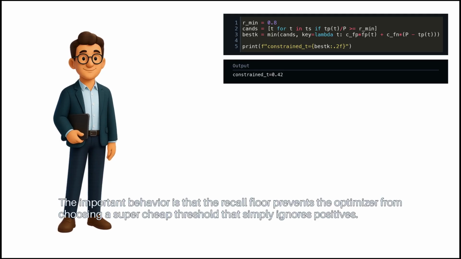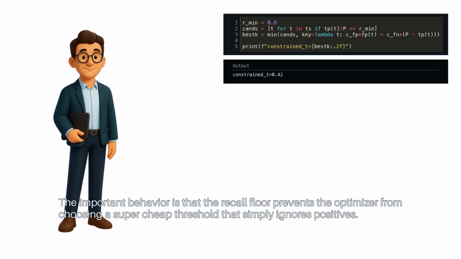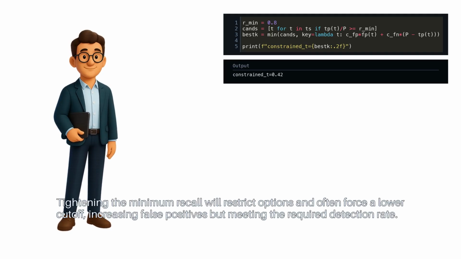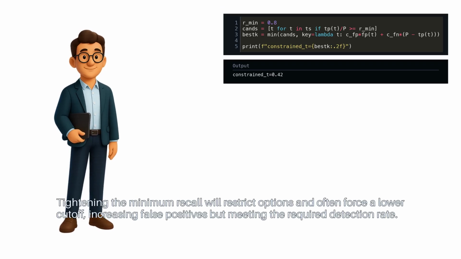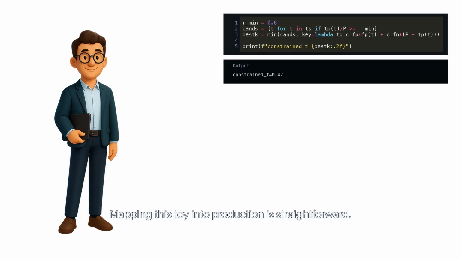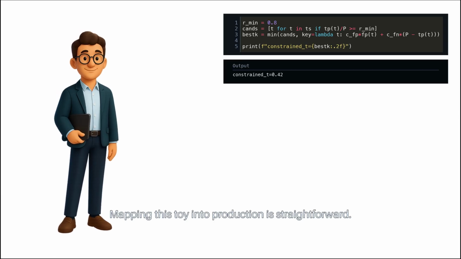The important behavior is that the recall floor prevents the optimizer from choosing a super cheap threshold that simply ignores positives. Tightening the minimum recall will restrict options and often force a lower cutoff, increasing false positives, but meeting the required detection rate. Mapping this toy into production is straightforward.